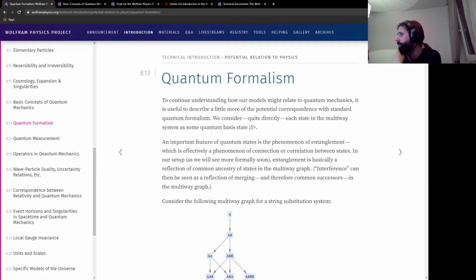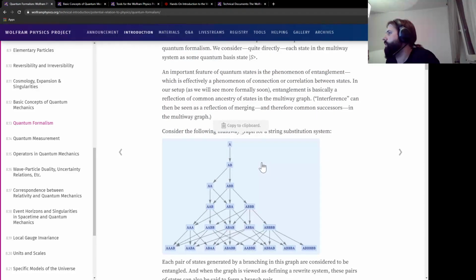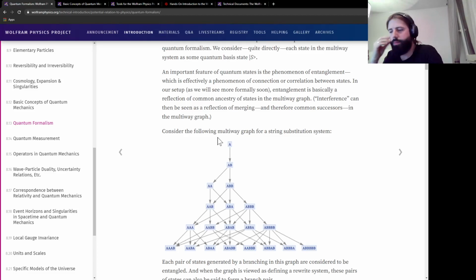But anyway, in our setup, as we will see more formally soon, entanglement is basically a reflection of common ancestry of states in the multi-way graph. Okay, so this means, and I've watched some of the videos, I should probably think about a format to do that as part of the series as well, to watch some of the working sessions about quantum mechanics and comment live as I watch. Because they did mention that a while ago, if I remember well, but that would be confusing, right? Because then it means that these two basis states are entangled because they have the same parent.